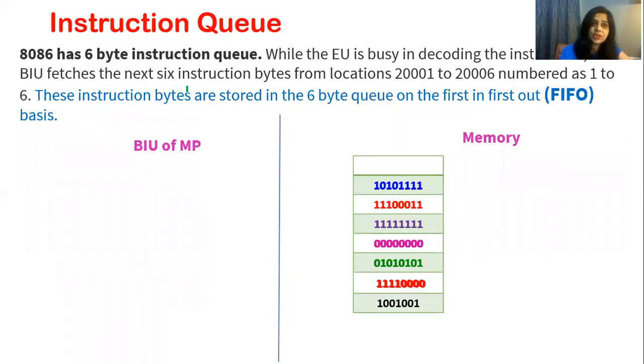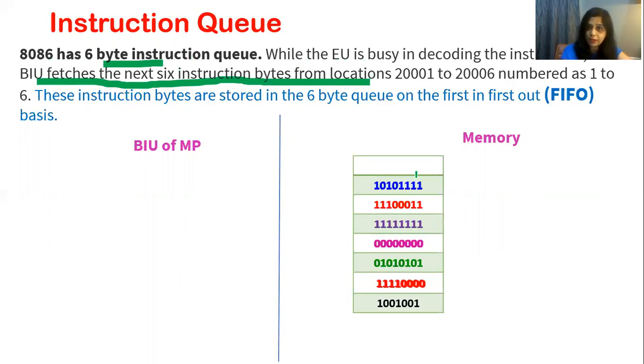Now the instruction queue. 8086 has a 6-byte instruction queue. We know that while the execution unit is busy decoding the previously fetched instruction, the bus interface unit fetches 6 instruction bytes in advance and keeps them in the queue. So how does it take place? Let's see.